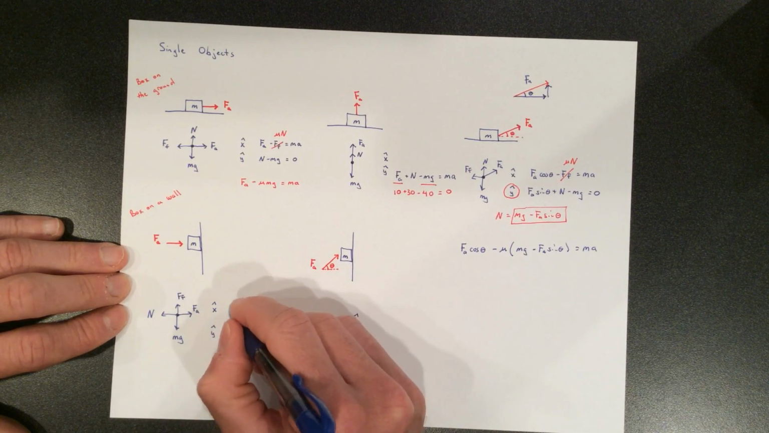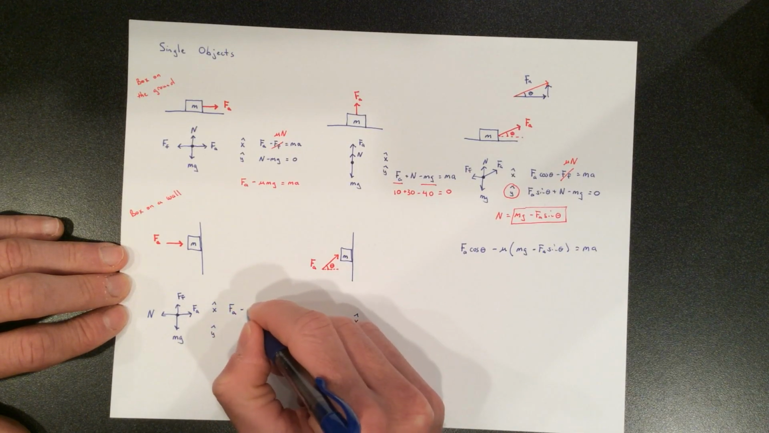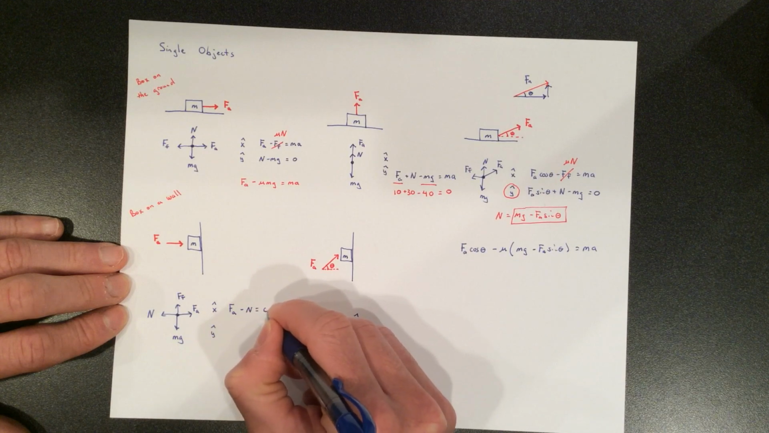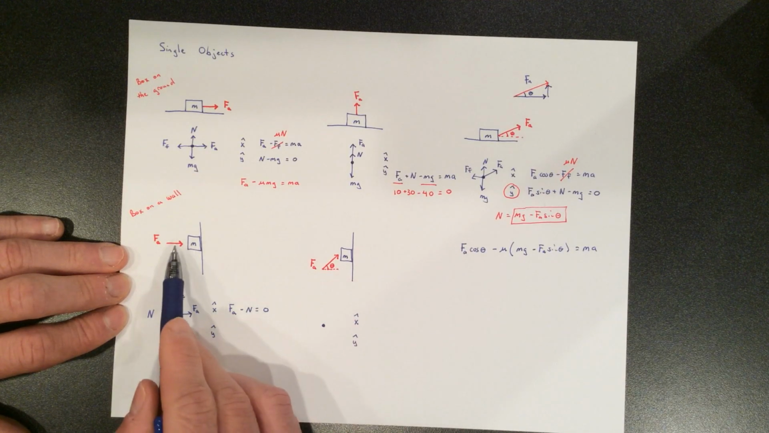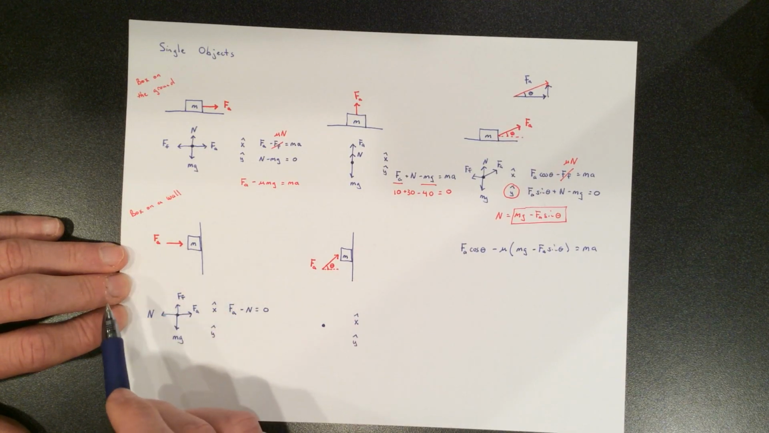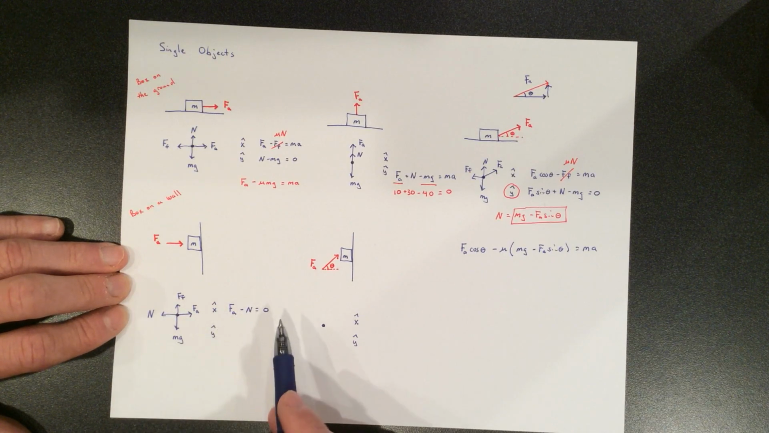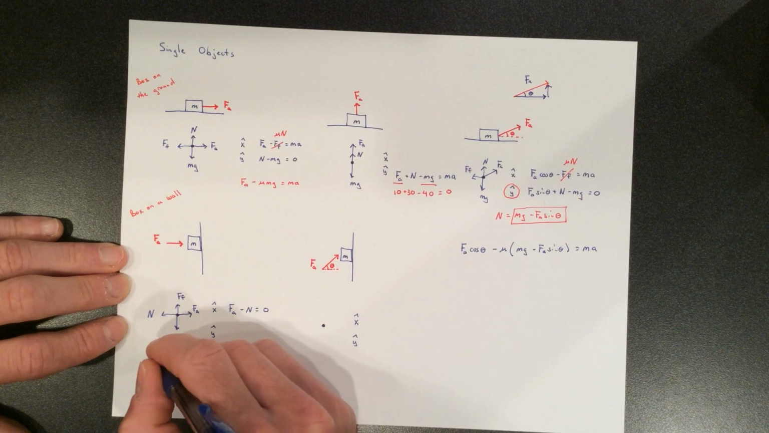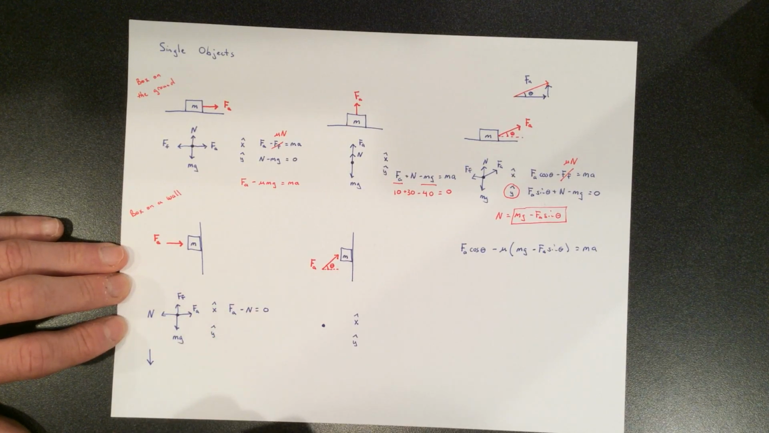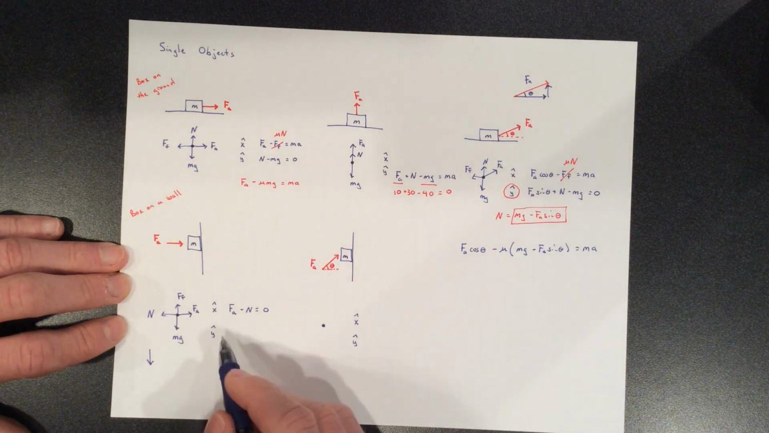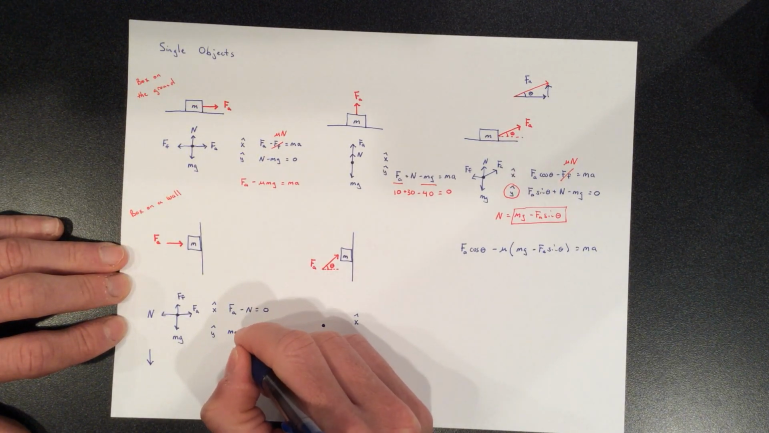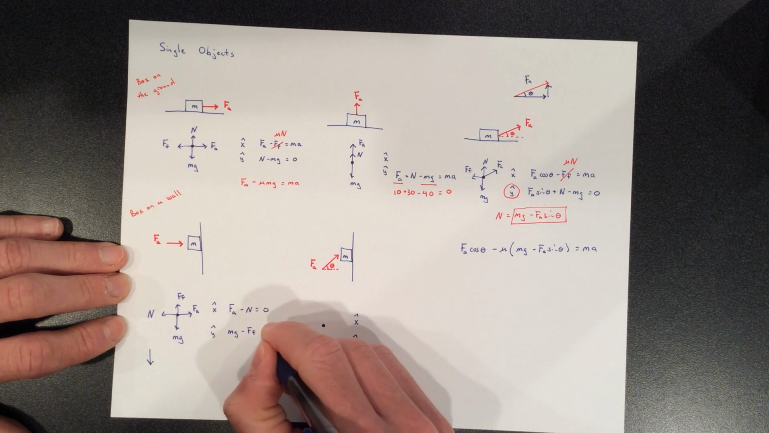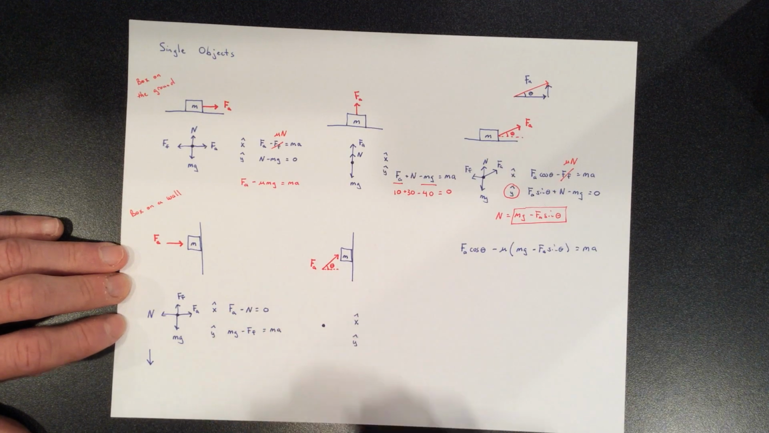In the x direction, we have the right force minus the left force equals 0. And we know it's equal to 0 because there's no acceleration this way or that way. So the two horizontal forces have to be balanced. And in the y direction, I'm going to treat this as the positive y direction, because if there is an acceleration, it's going to be down in this case. And so I'm going to say mg minus the force of friction equals ma.